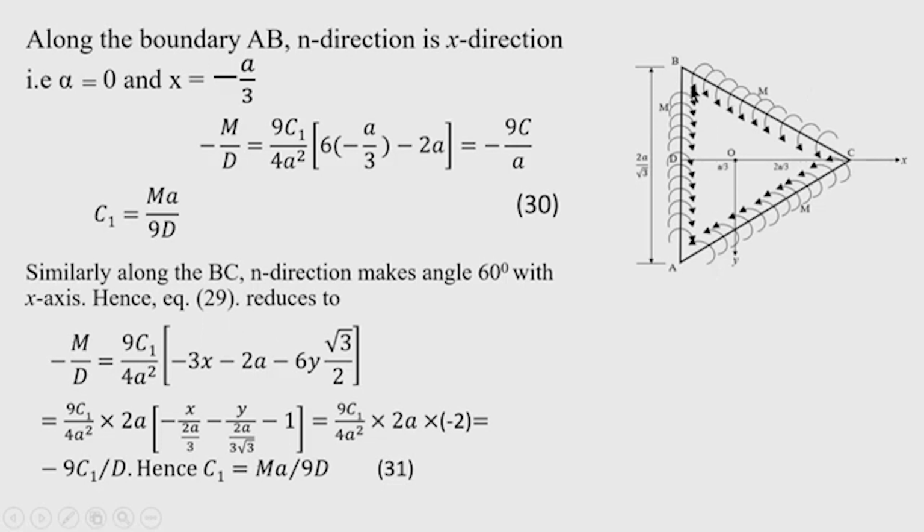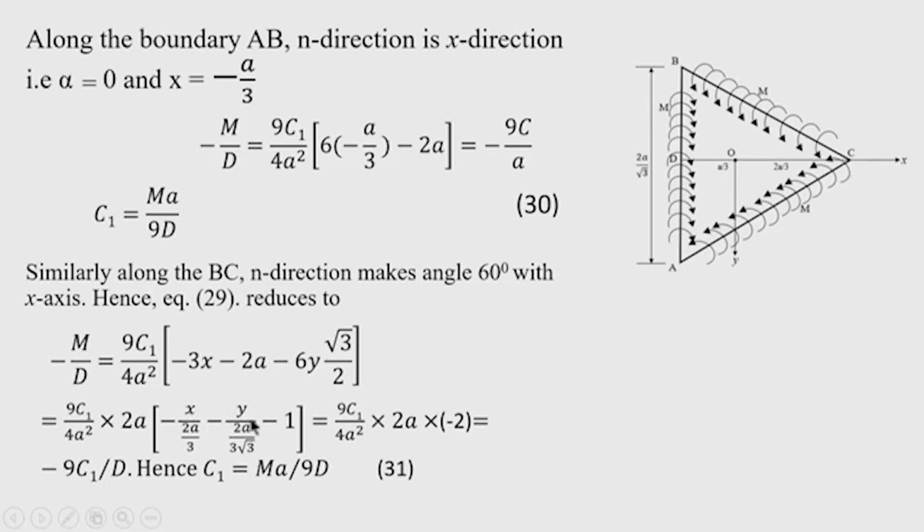And that edge makes an angle of 60 degrees, since it is an equilateral triangle. So, the normal makes an angle of 30 degrees with the x axis. Now, taking the derivative of that function with respect to n, and putting this alpha and x properly for that line, say for BC, we can get this expression, and it can be rearranged taking this 2a as common, from where we can get this, because this quantity is again minus 1 from the equation of the line.